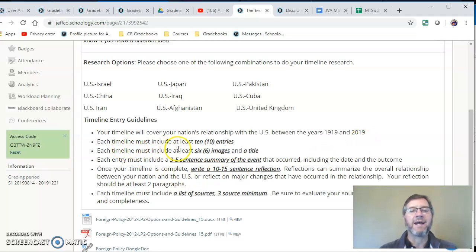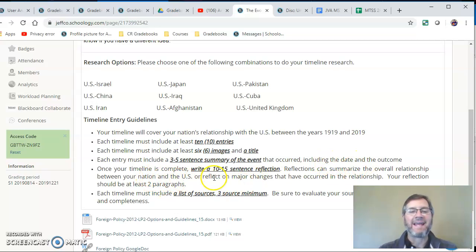You create a timeline of the interaction between the U.S. and that country, at least 10 entries. The timeline must include at least 6 images. I should change, you should have an image for each entry, but at least 6. Make sure you title your timeline, and then each of the 10 entries has to have a 3 to 5 sentence summary of the event that occurred, including the date and the outcome.